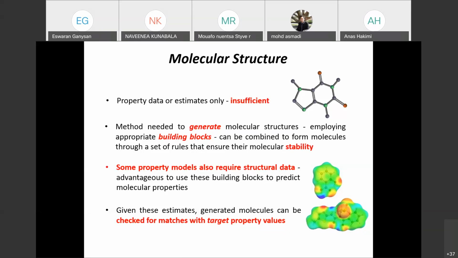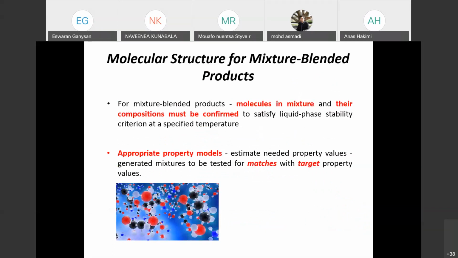How about the mixture blended products? For mixture blended products, a specific molecule you can confirm, to certify the liquid phase stability at a specific temperature. With the appropriate models, you can estimate the needed property values, and you also have to test the match with the target properties. This one is almost similar to the molecular structure.